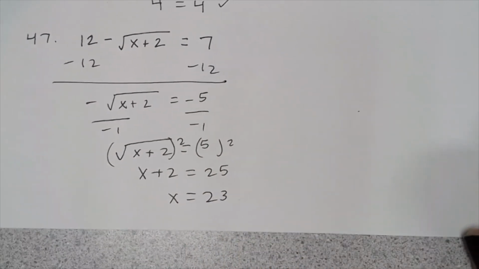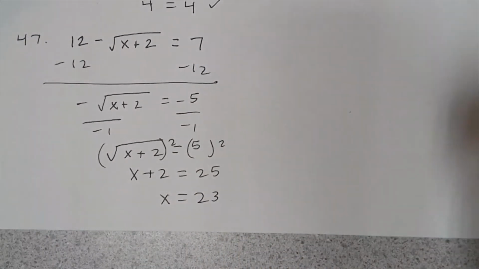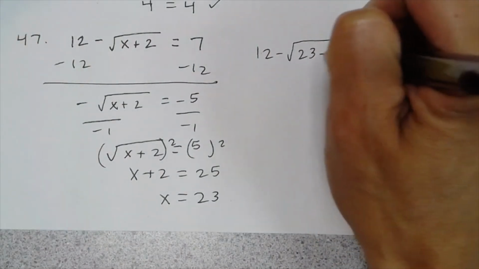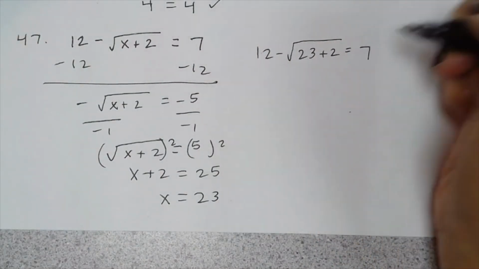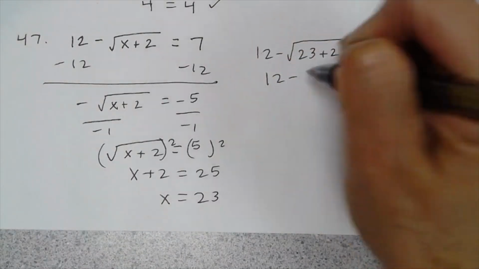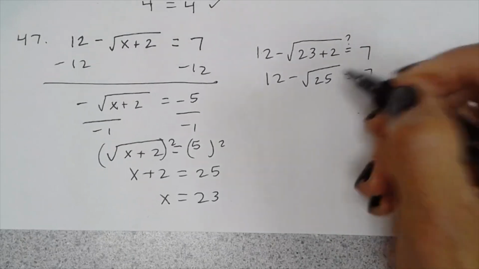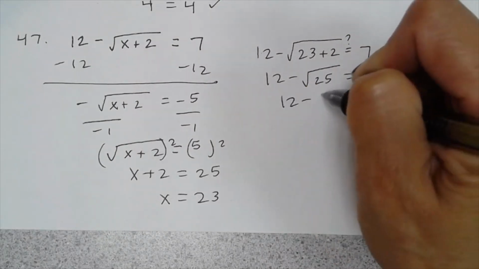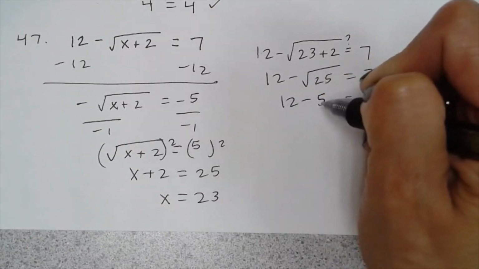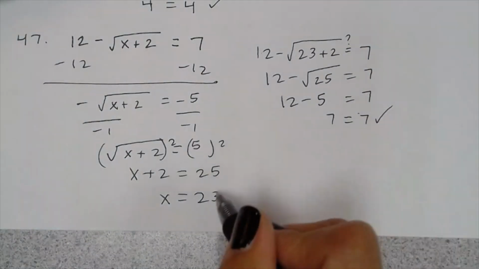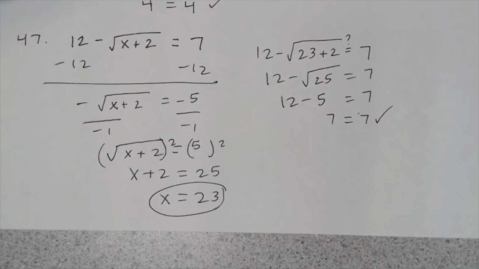So to check this answer, we're going to take 23 and plug it in for x, and just double check that you do get a true statement. So you get 12 minus the square root of 25, and you get 12 minus square root of 25 is 5, so 12 minus 5 is 7, and it checks out. So that means that x equals 23 is your answer.